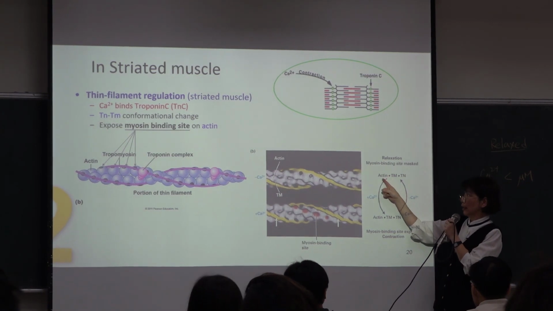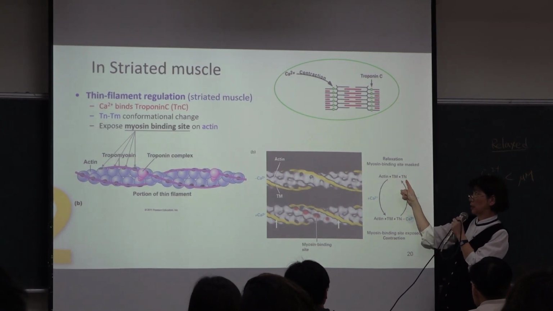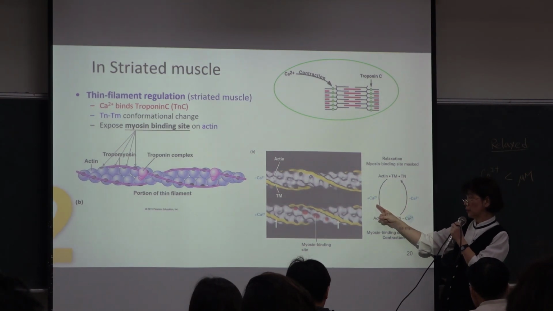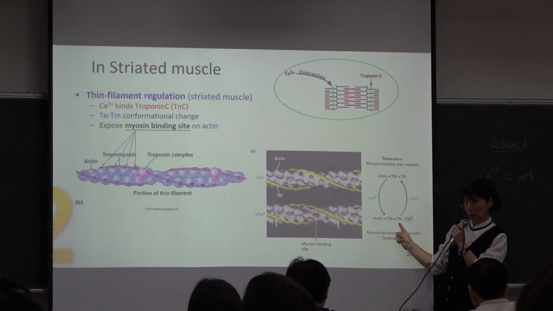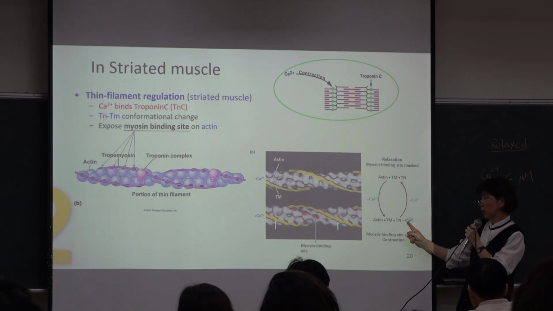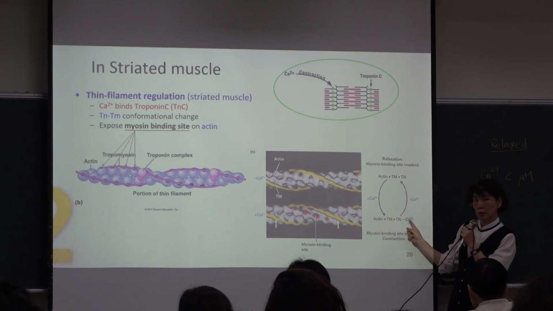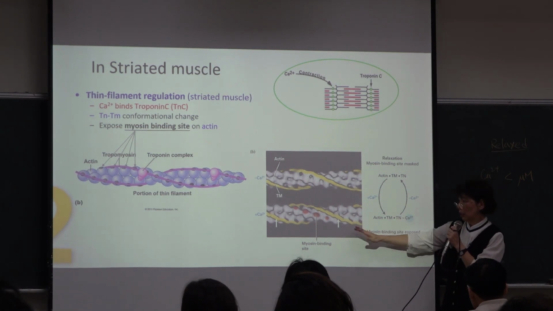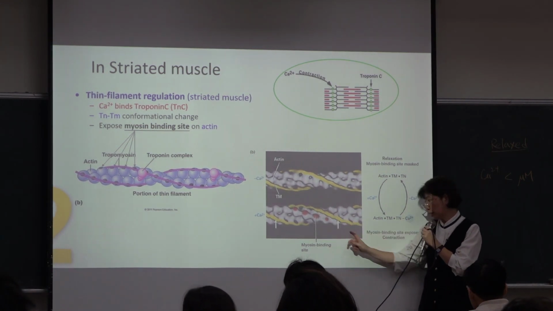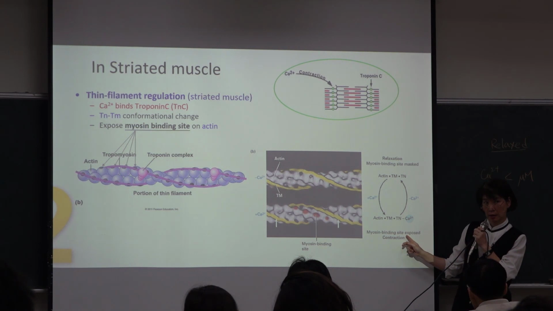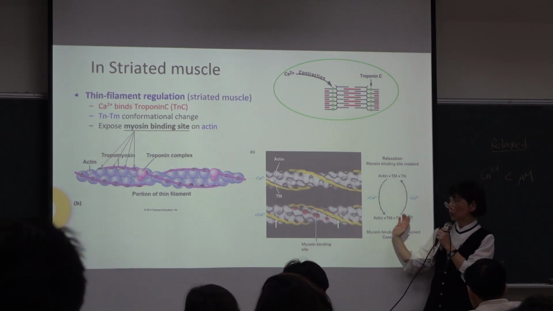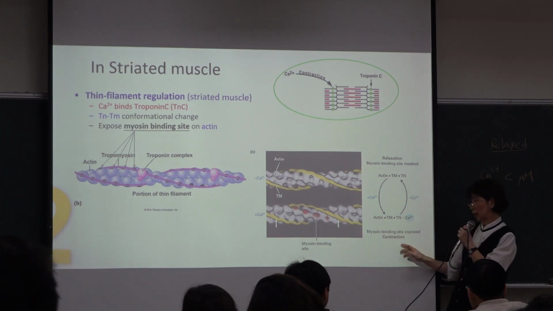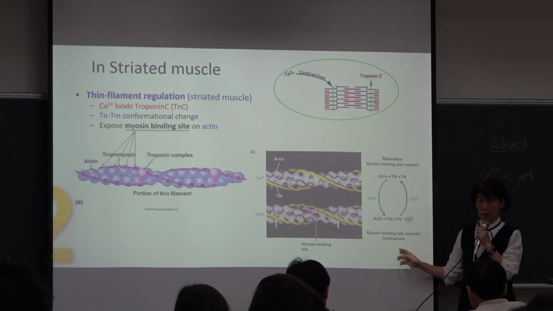This means actin binds tropomyosin, binds troponin. Right? In the presence of calcium, calcium binds to troponin C actually. It induces a conformational change of tropomyosin and troponin, therefore exposing the myosin binding site, which allows myosin to interact with actin. That's called contraction. Okay?